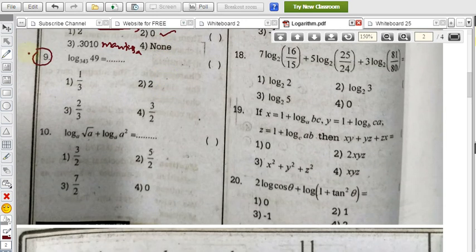Ninth one, log 49 to the base 343. Like these questions, we should use a property. 49 I can write as 7 square, and 343 I can write as 7 cube. Now this is 2 by 3, because of the powers property. You remember the property, right? That is log a to the power m, base a to the power n, is equal to m by n. So 2 by 3.